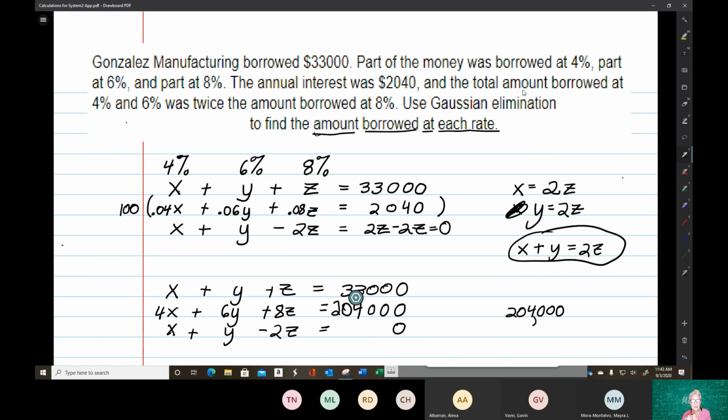Isn't that funny that I've spoken English all my life, and I am not sure which they meant? Does that mean individually the 4% amount and the 6% amount were twice the Z amount? Or the 4% amount and the 6% amount together were twice the 8% amount? I can see arguments in both directions. So I want to see what they meant.